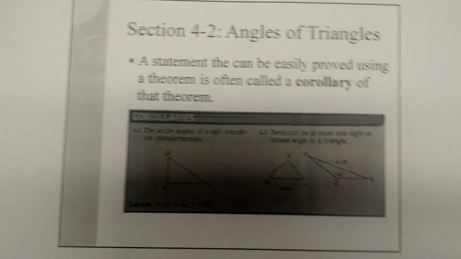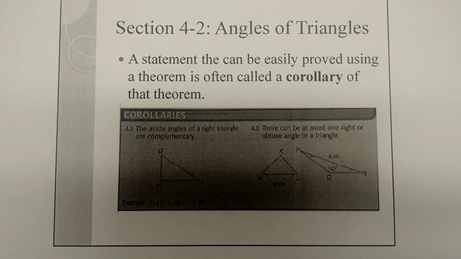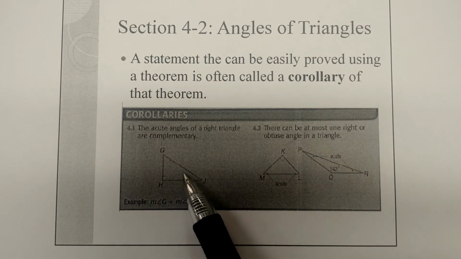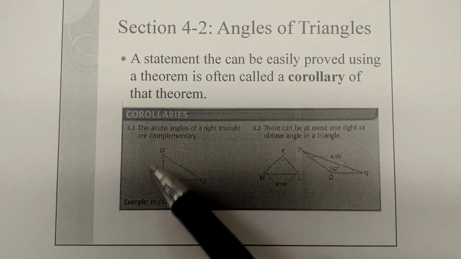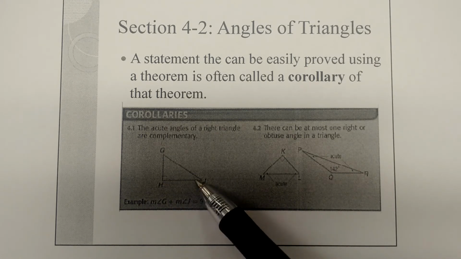Last thing here is just a corollary. The first one here deals with a right angle. It says the acute angles of a right triangle are complementary. So if one of the angles is 90, the other two angles have to add up to 90, complementary, which makes sense because if all three are 180 and 90 of it is taken up here, the other two have to make up the other 90.